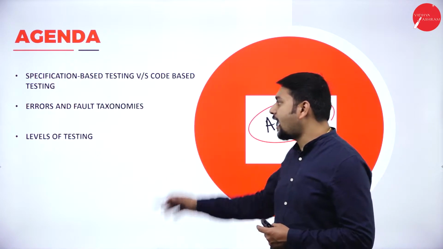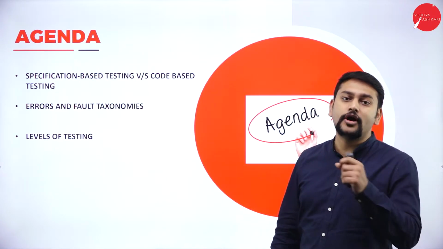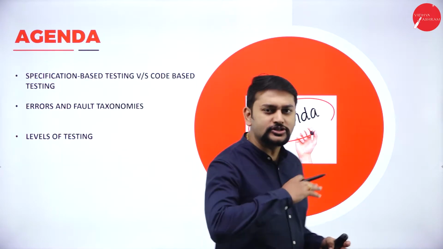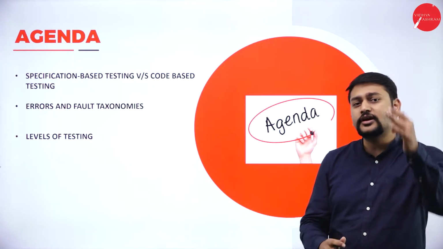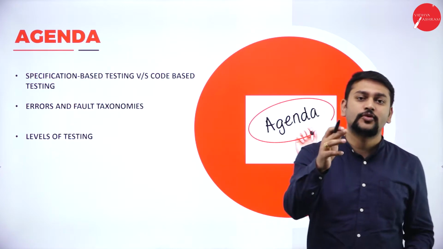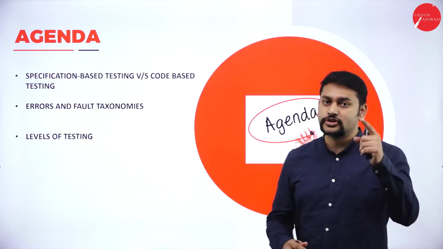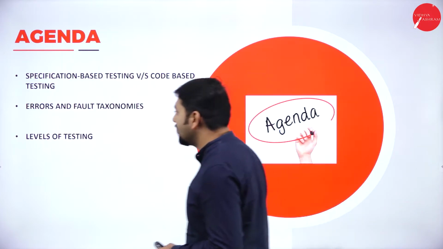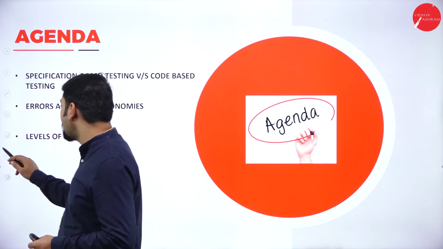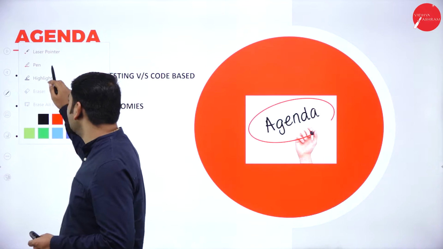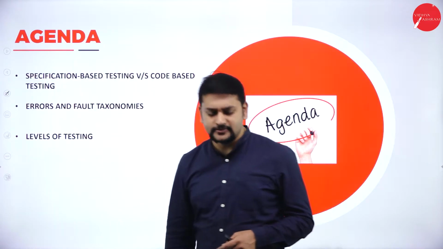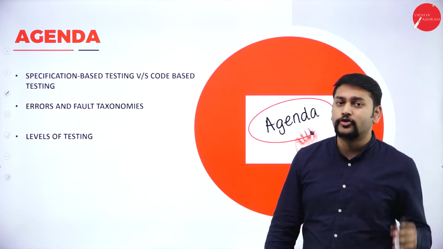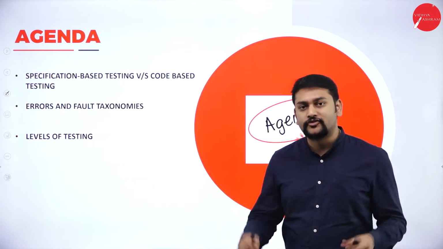And the next one that I have is errors and fault taxonomy. What exactly is it? I will be introducing you all to the different types of faults and errors that we will be coming across. So that's what I will be calling errors and fault taxonomy. And the next one that I have is levels of testing. This is going to be very interesting, very important, and the basic thing that we all should know before getting into the topic called software testing.